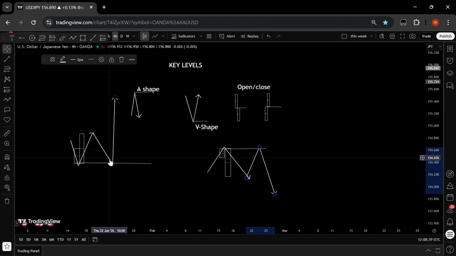Alright, so price would give you the rejection that you need to this zone. This particular zone is the V-shaped key level, and what we want to trade is the reaction that comes from this level. The same thing applies here.